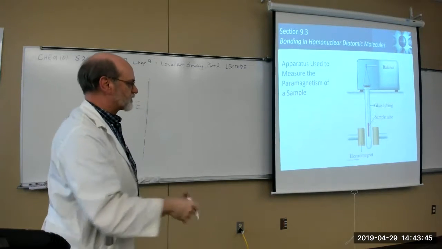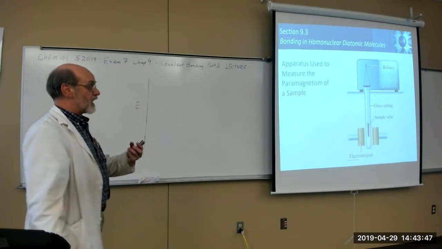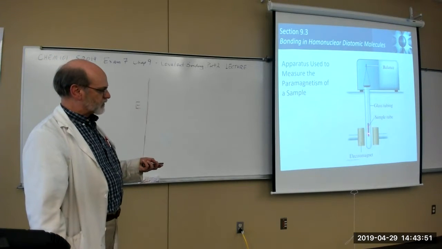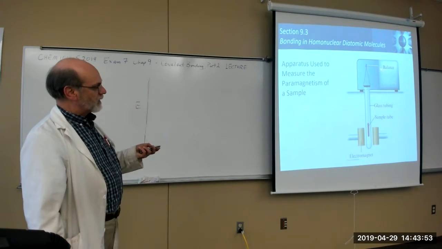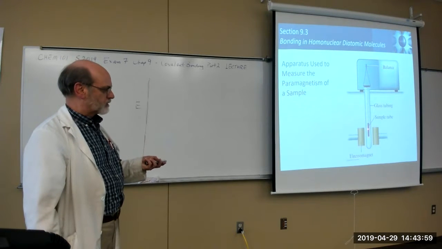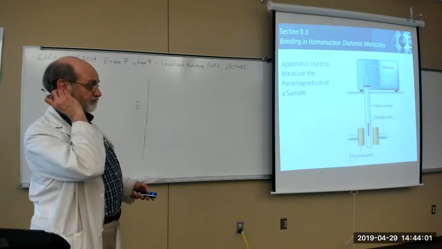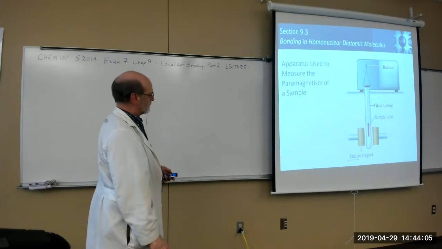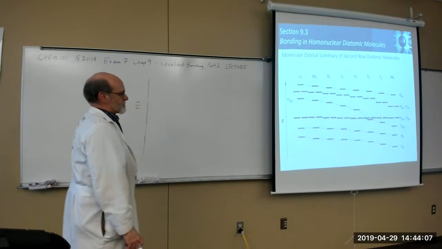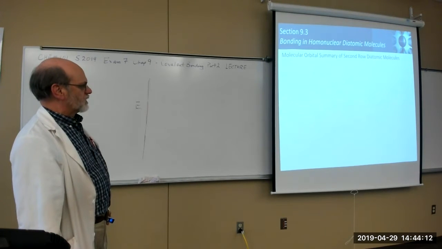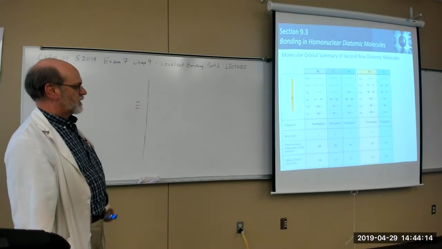Okay, you can measure that paramagnetism by just lowering your sample into the strong magnetic field, and this very sensitive balance will measure the attraction as it approaches. So it's easily quantifiable. All right, so that's not the best one. Let's go to the next one. There we go.